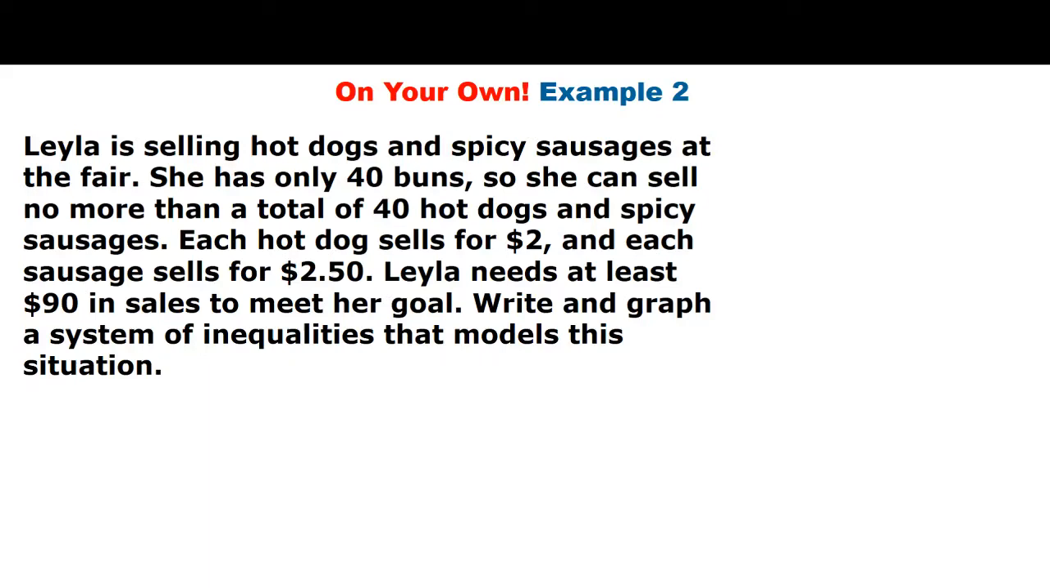Okay, so let's do this problem together. It says, Layla is selling hot dogs and spicy sausages at the fair. She has only 40 buns, so she can sell no more than a total of 40 hot dogs and spicy sausages. Each hot dog sells for $2 and each sausage sells for $2.50. Layla needs at least $90 in sales to meet her goal. Write and graph a system of inequalities that models this situation.